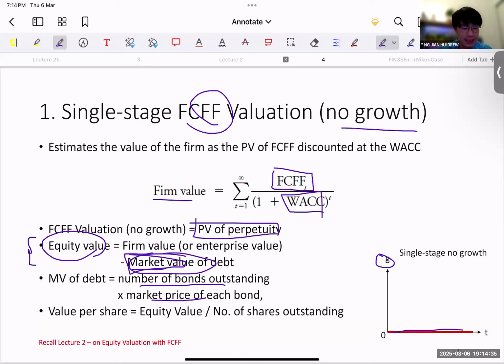For value per share, once you determine the equity value, we just take the equity value divided by the number of shares outstanding.